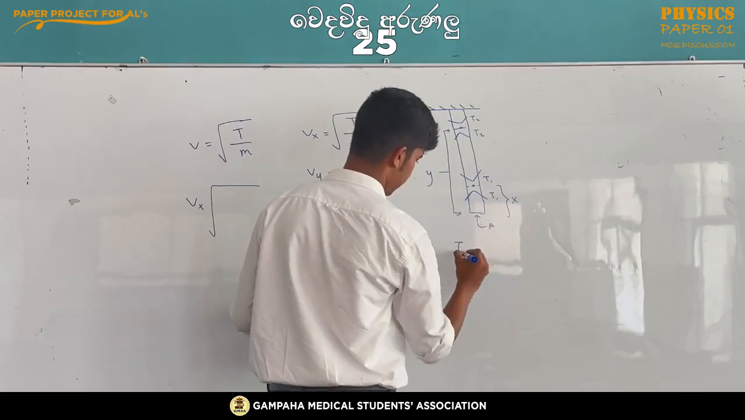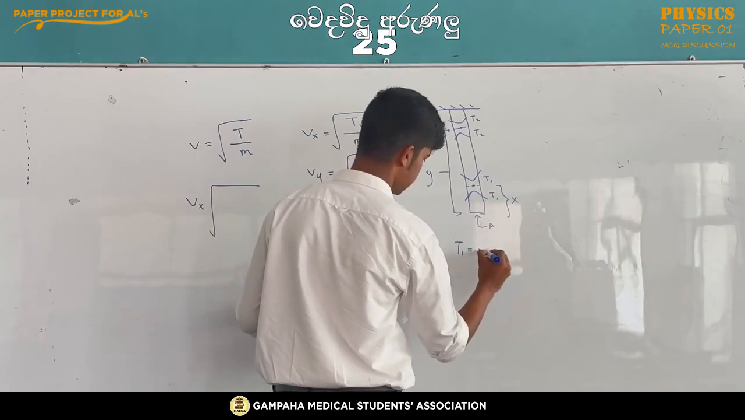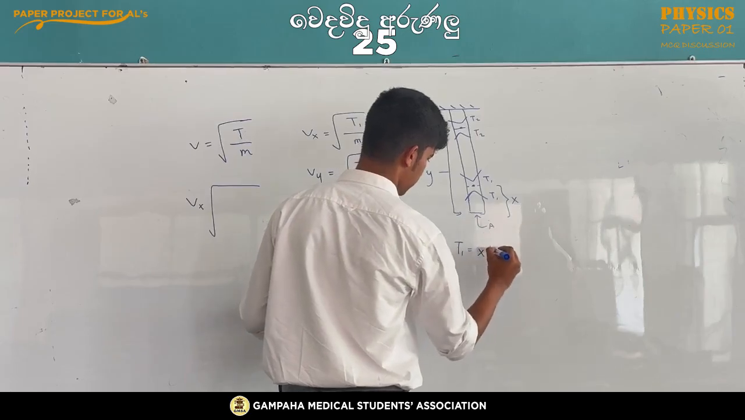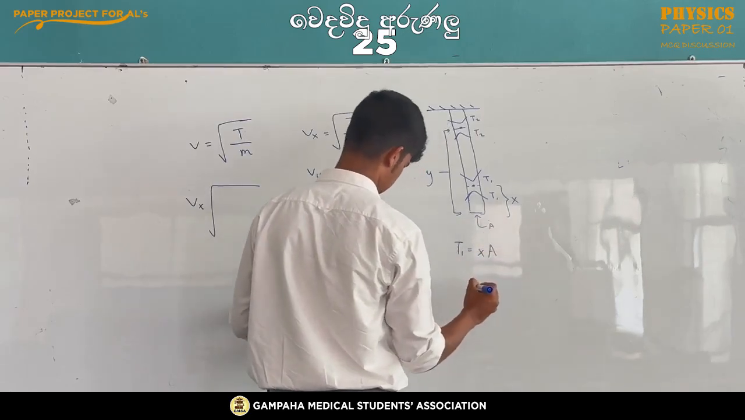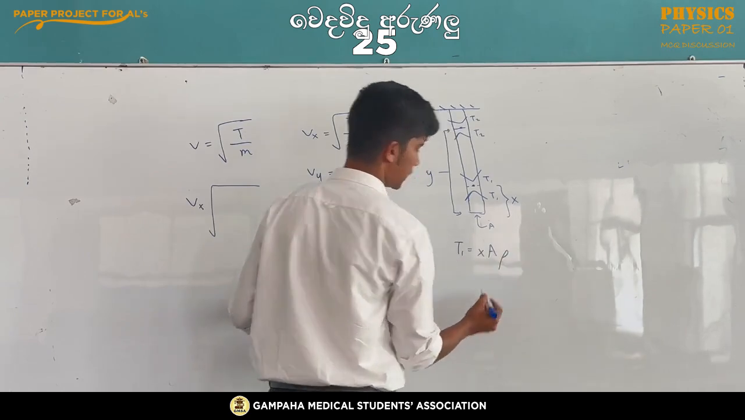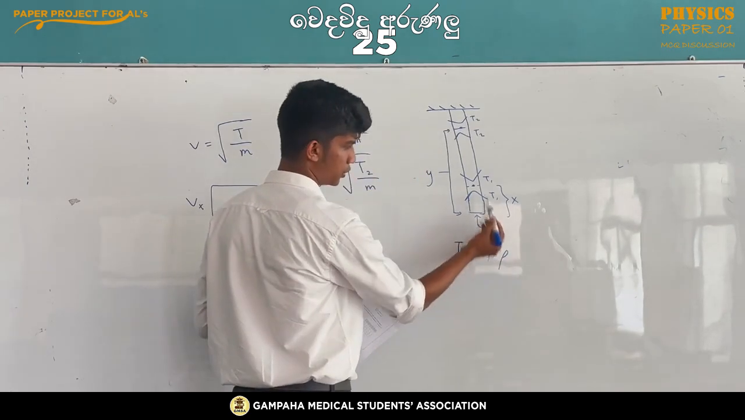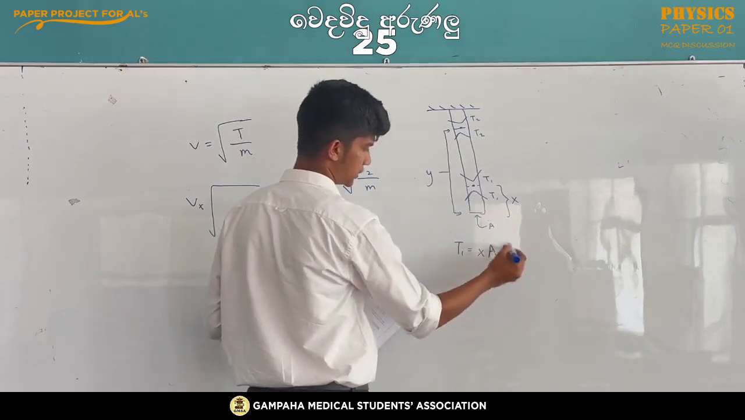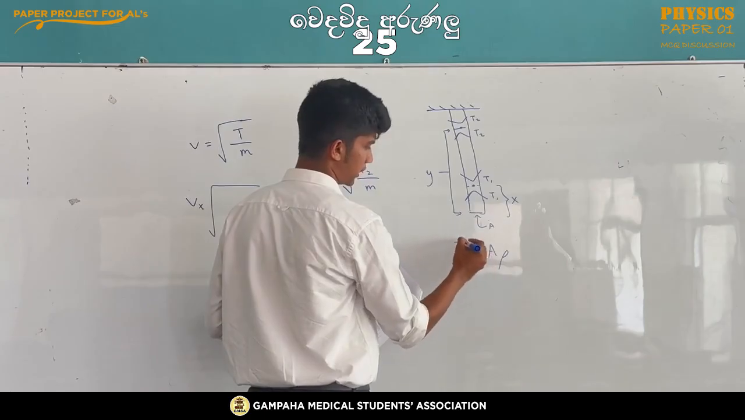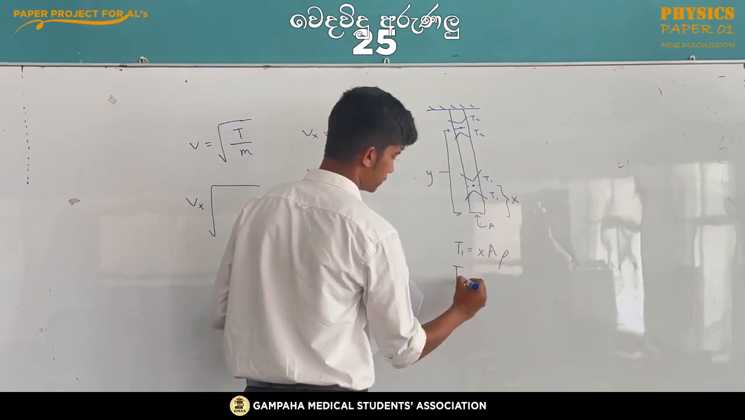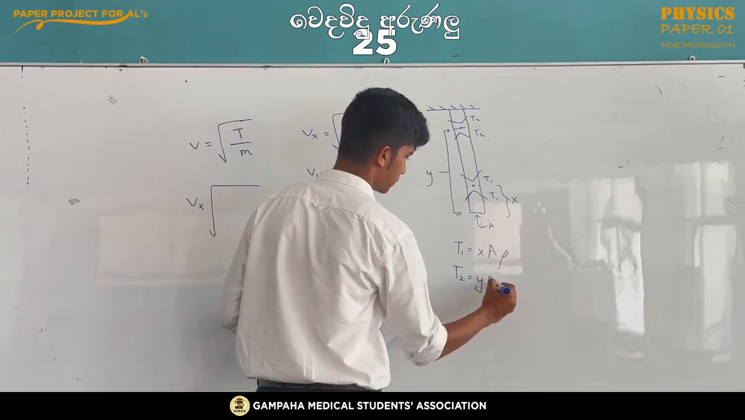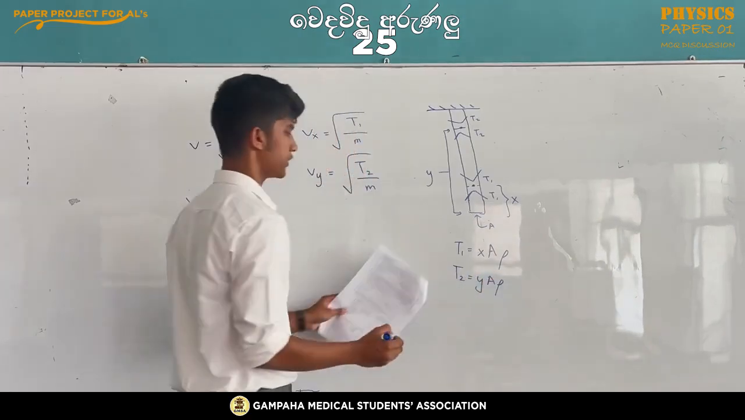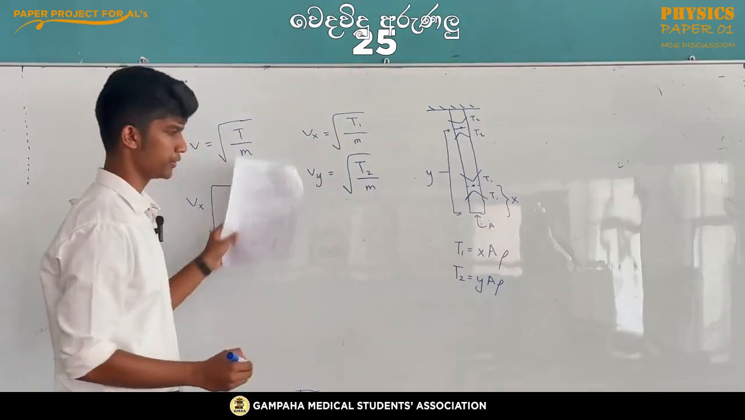So then T1 is equal to x A rho. So xA, as you can see, is the volume below the point T1 and then rho is the density. This is the total tension T1 and then T2 is equal to y A rho. You can substitute these values into these two expressions.